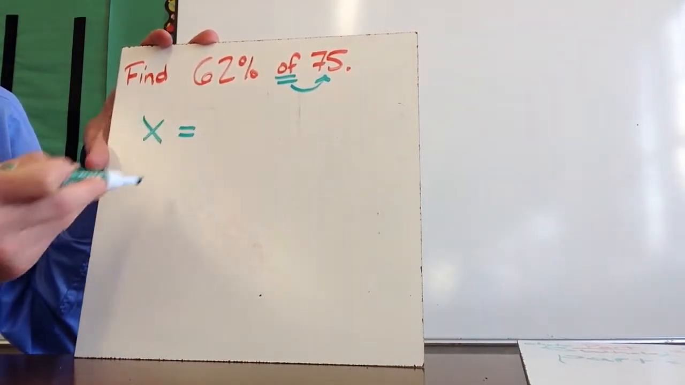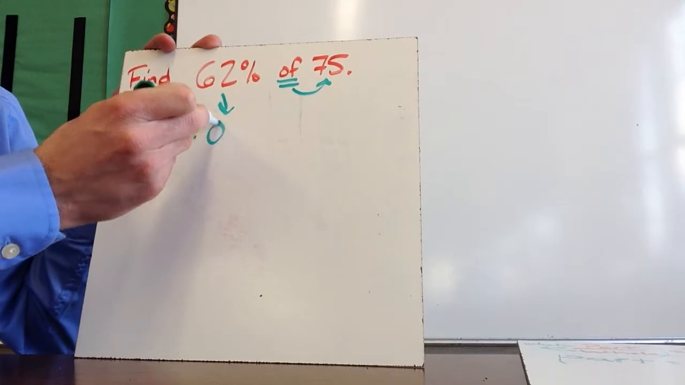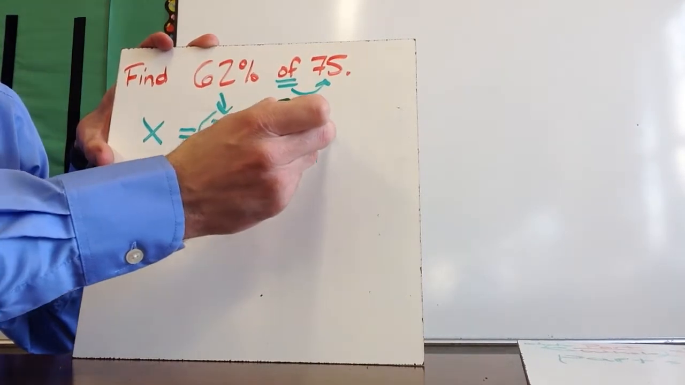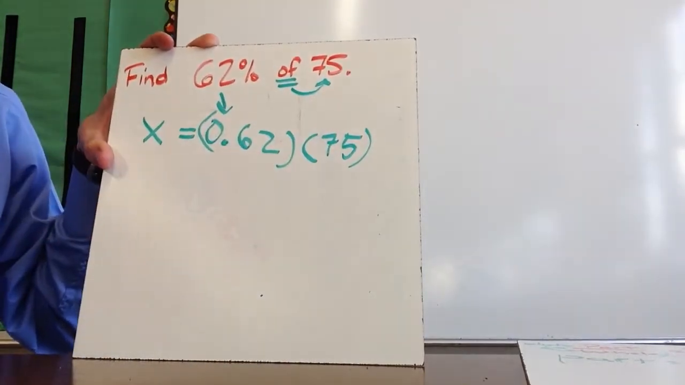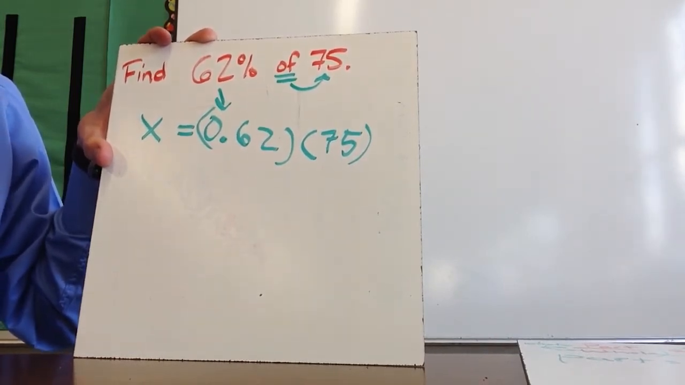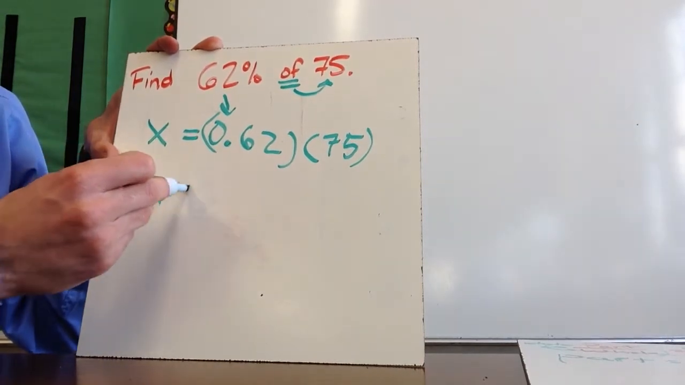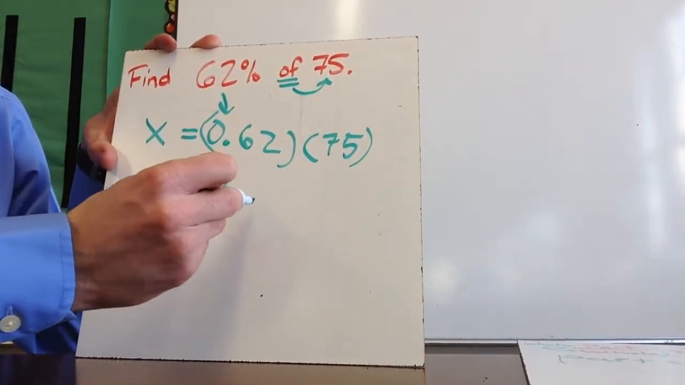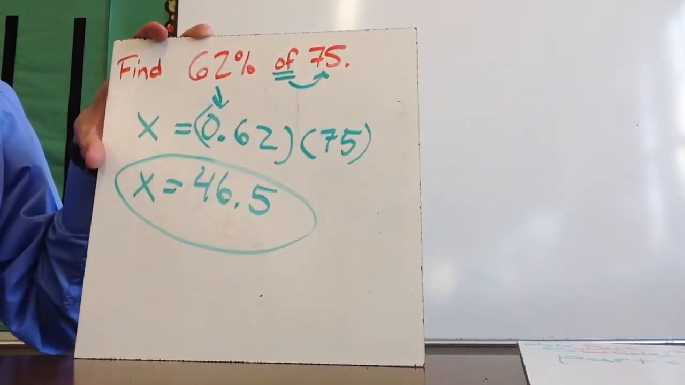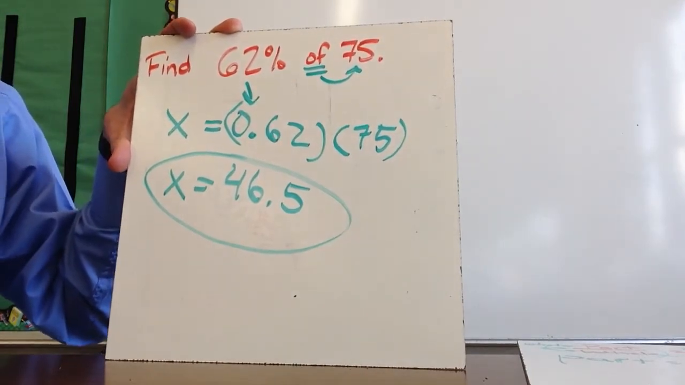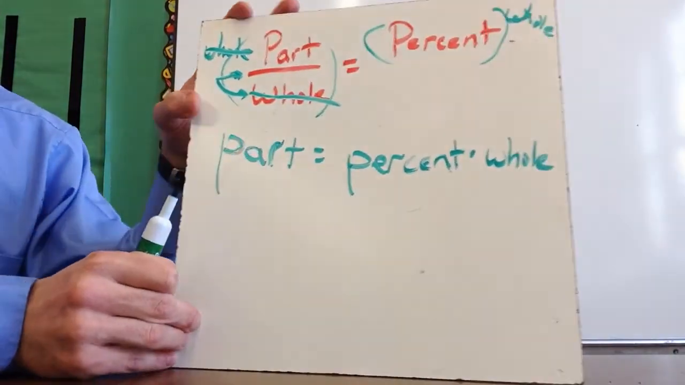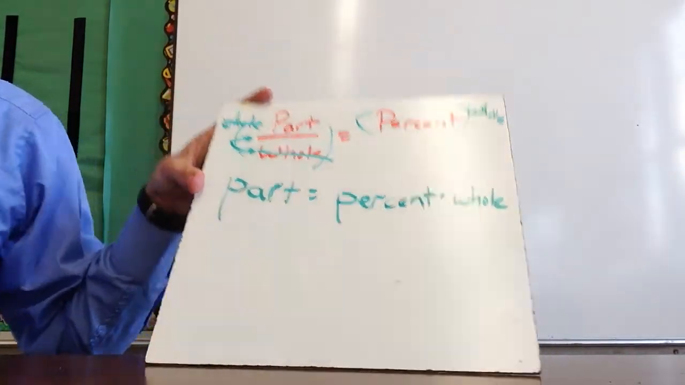I don't know what the part is, so I'll call that x. I know the percent, but remember I have to write this in decimal form. And I know what the whole is. The whole is 75. So we need to take 0.62 and multiply that times 75, and that'll give me 46.5. So, what is 62% of 75? 46.5. Part of what you're going to need to do in this section is determine what each of these are. All right, let's take a look at another one.